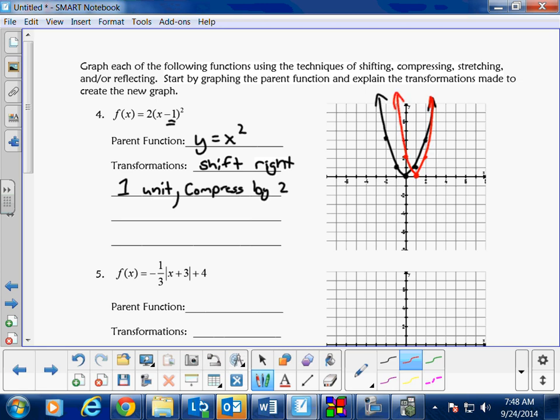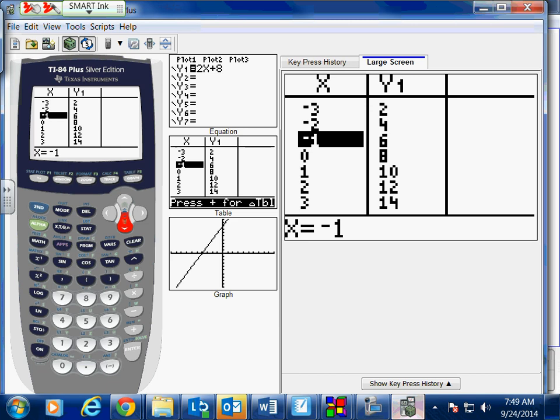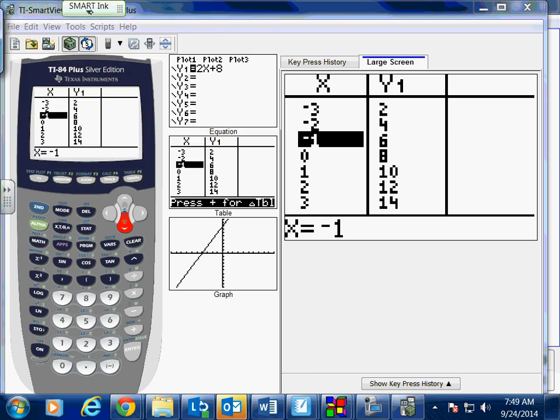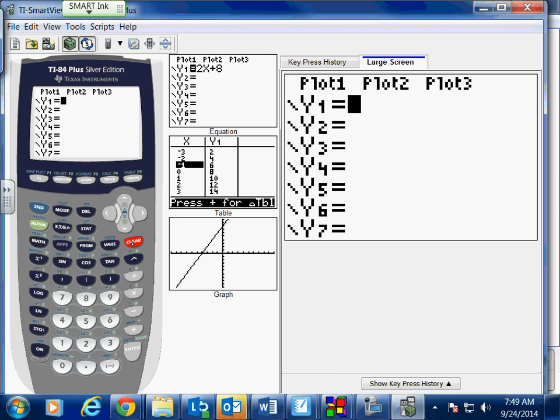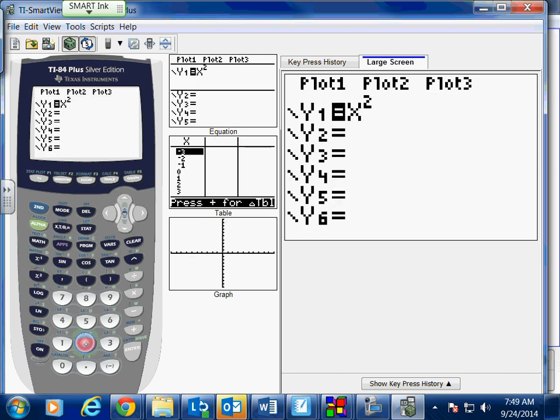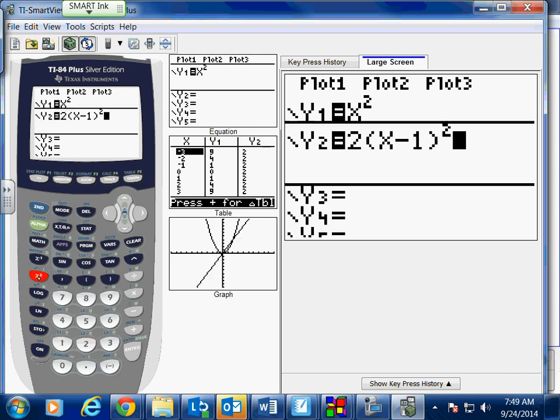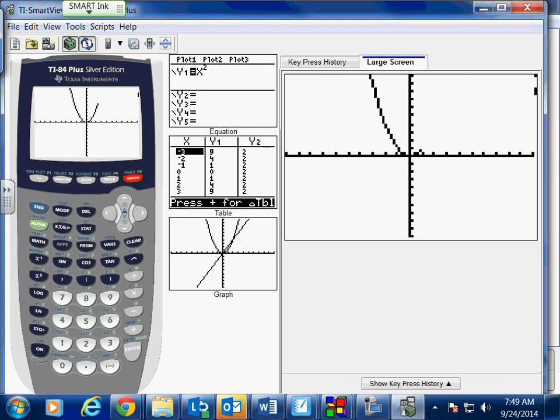And if you want to verify that, you're always welcome to type this in your calculator. Oh, hold on a second. Let me clear the ink. Got the ink going on this calculator. So y equals, and let's type both of them in. x squared, the parent function, and the other one was 2 times (x minus 1) squared. You'll hit graph, and you'll see something similar to what I did. You see the compression right in there. So that is exactly what is occurring in our case.